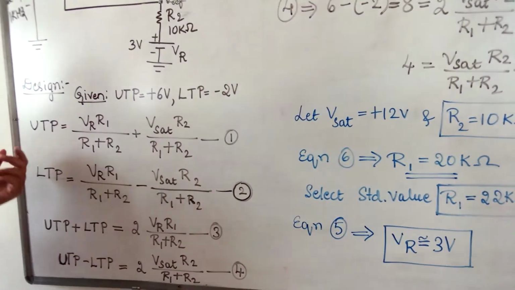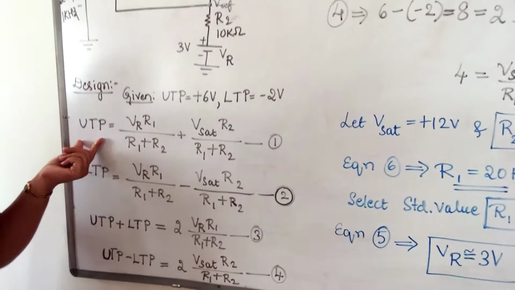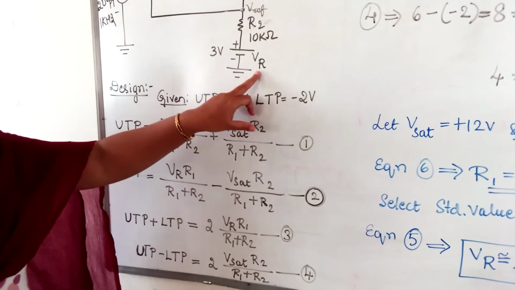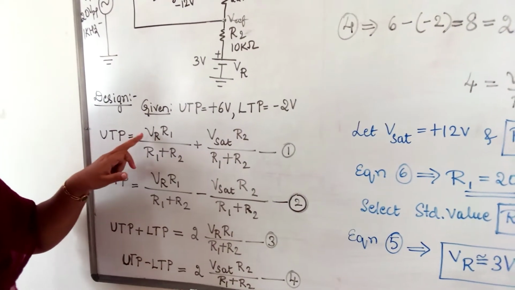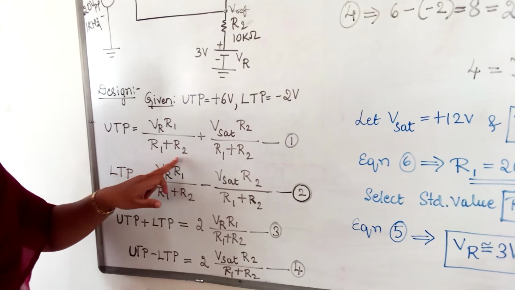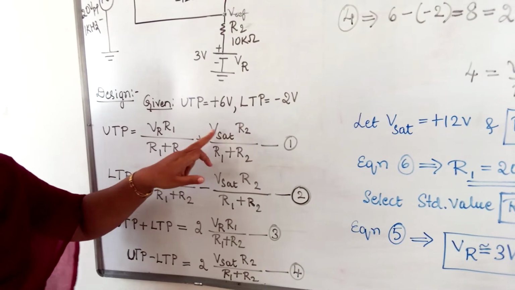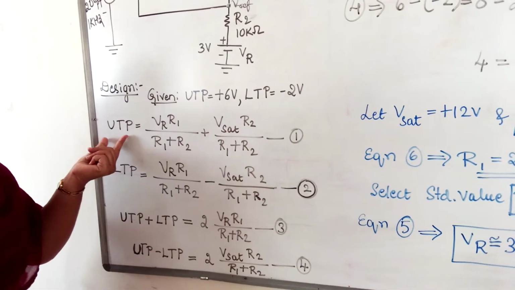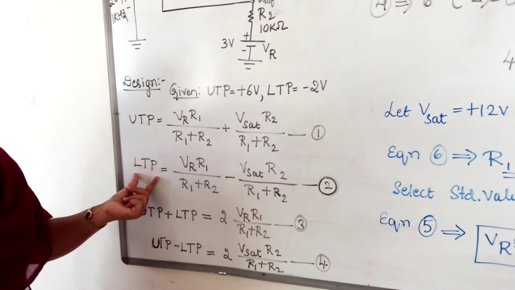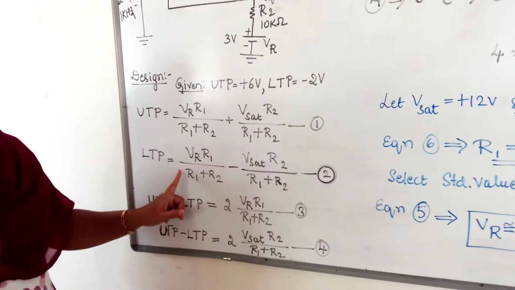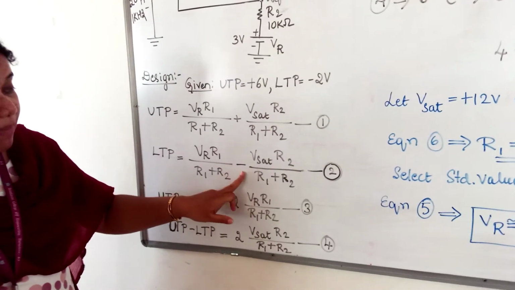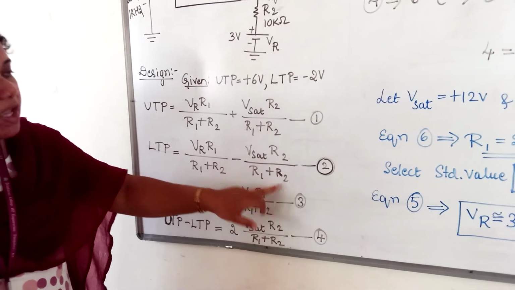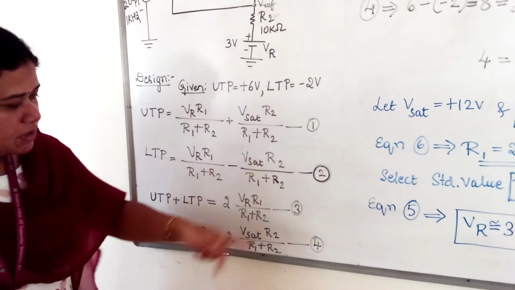So from the theory we know the equations. UTP is equal to VR, where VR is this DC reference signal, VR into R1 divided by R1 plus R2 plus V saturate into R2 divided by R1 plus R2. This is the formula of UTP. Similarly, the formula of LTP is given by VR into R1 divided by R1 plus R2 minus V sat into R2 divided by R1 plus R2. Now call these equations 1 and 2.